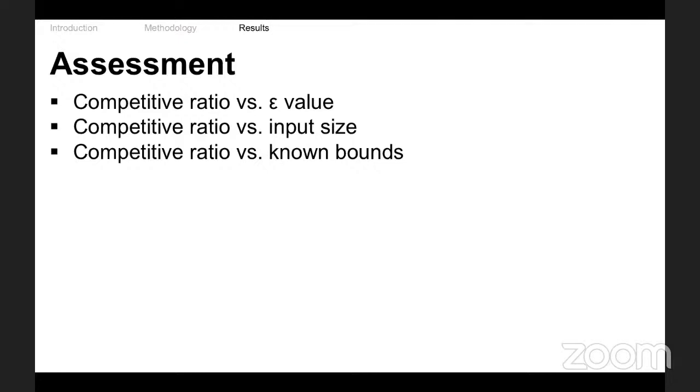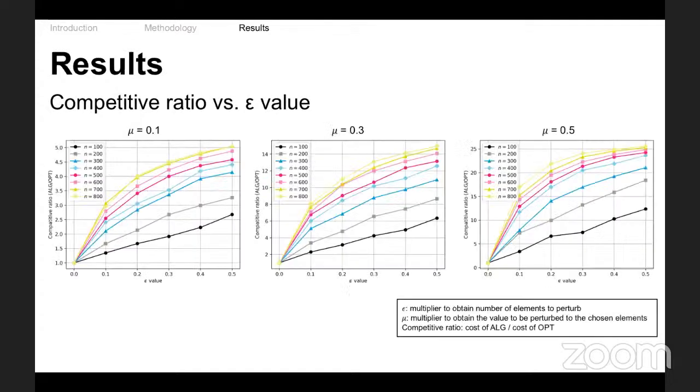But in our empirical analysis, we will be using this algorithm with a larger data set, the Beasley data set with 100 to 800 by 800 matrices. And then we will assess them using 3 assessments, which are the competitive ratio versus the value of epsilon, the competitive ratio versus the input size, and then the comparison with the known bounds for the online assignment problem. We can see here in the graphs in the next slide.